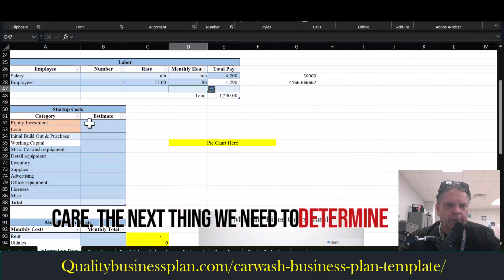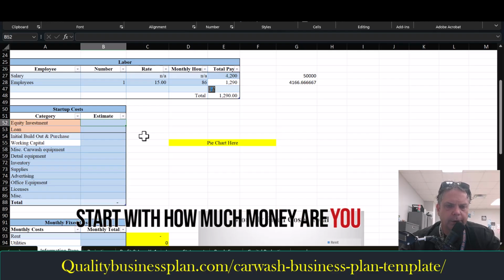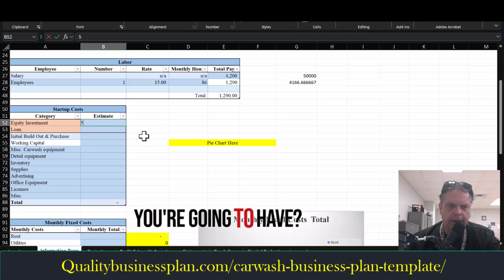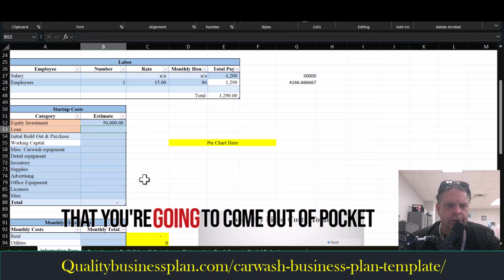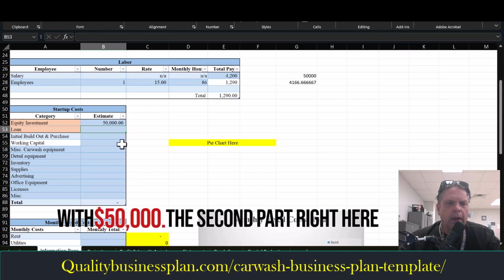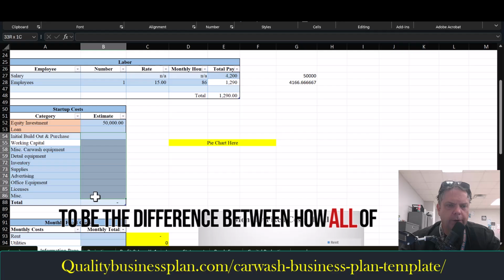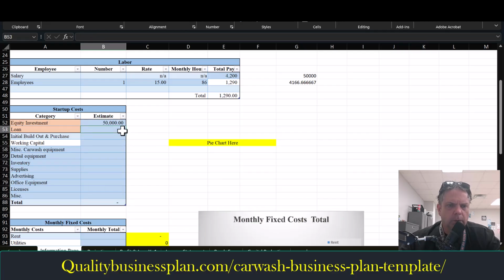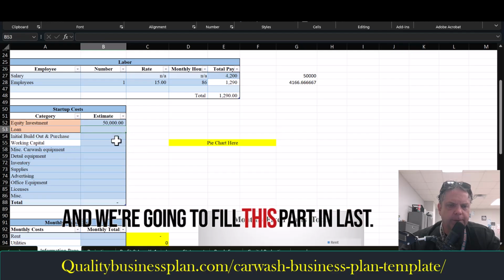The next thing we need to determine is going to be our startup cost. And for the startup cost, I always start with how much money are you coming out of pocket? How much skin in the game are you going to have? For a car wash, let's go ahead and say that you're going to come out of pocket with $50,000. The second part right here is going to be the difference between all of your startup costs and your equity investment. We're going to fill this part in last.